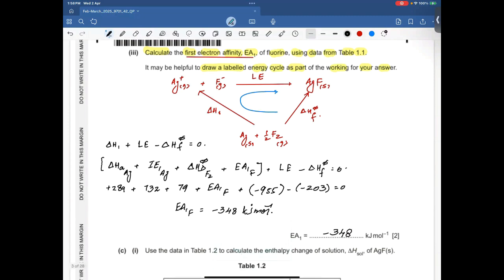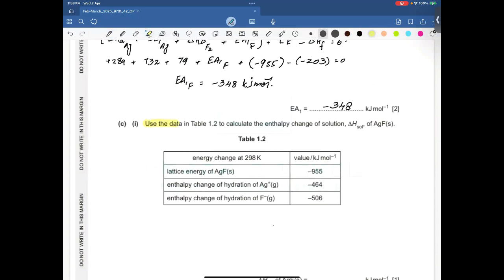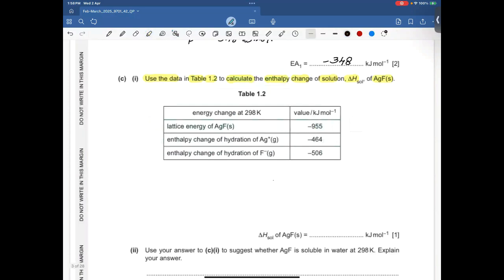All right. Now, C part 1, use the data in the table 1.2 to calculate the enthalpy change of solution of AgF. So in order to calculate standard enthalpy change of solution, I will use the formula which we have discussed in the class. Standard enthalpy change of solution equals to minus lattice energy plus hydration.